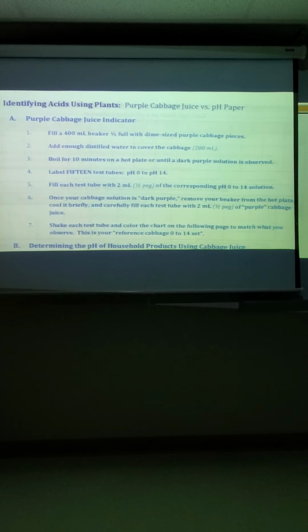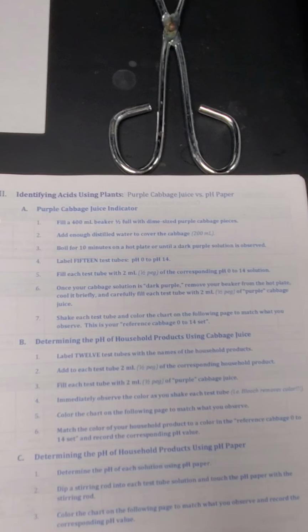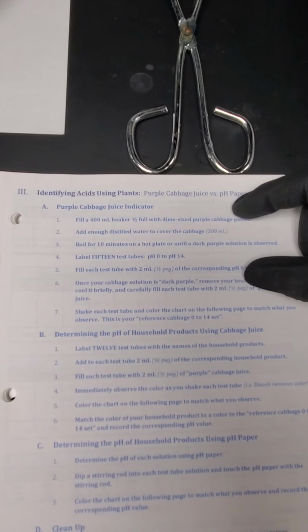So we'll give you a few minutes to find some colored pencils because we're going to need them in this next section. Alright, so we're going to have a 400 ml beaker.